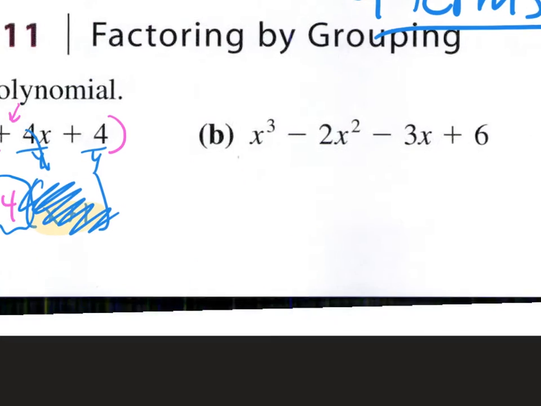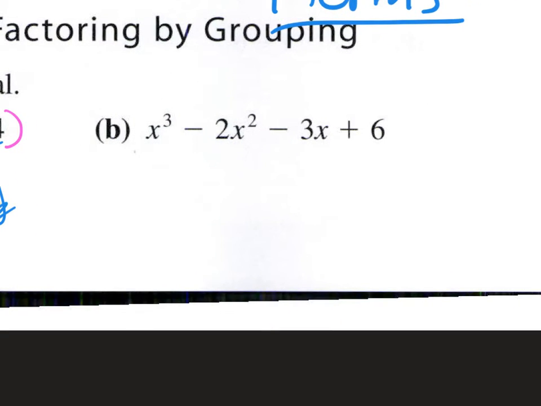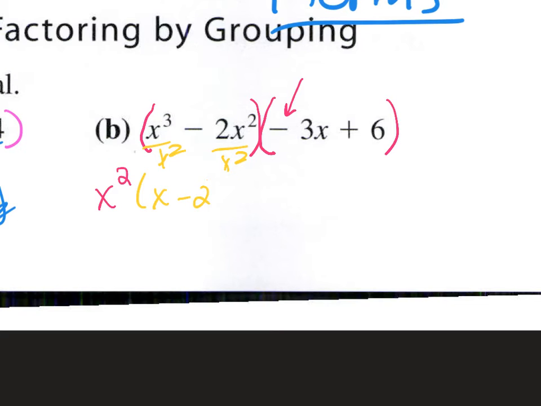All right, let's look over at B. Again, first question we ask ourselves, is there a GCF? Yes or no? Is there a letter or a number I can take out of all 4? No. So I'm going to group. I'm going to take the first 2, and I'm going to take the second 2. Notice that I kept that negative sign inside the parentheses. That's very important. So in that first parentheses, I have x cubed minus 2x squared. What can I take out of both terms? x squared. And when I do that, I'm left with x minus 2.